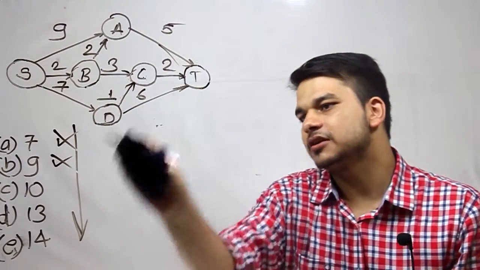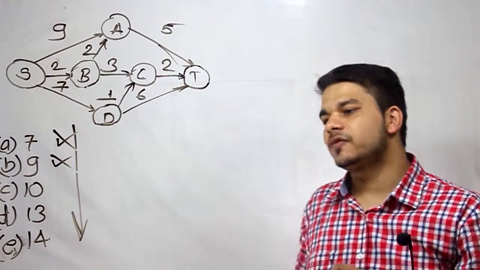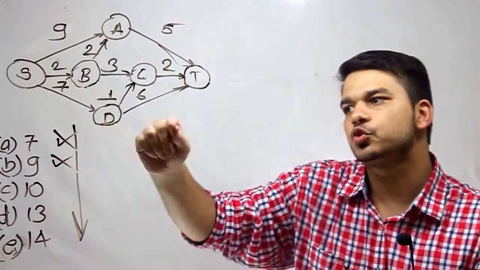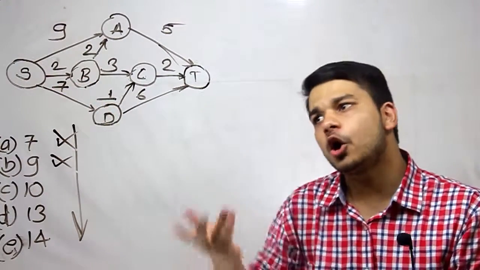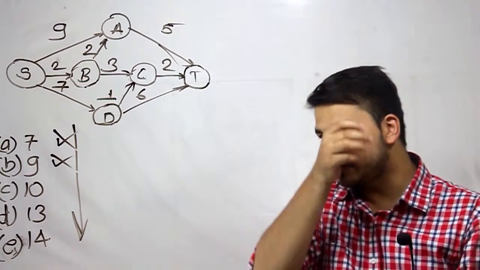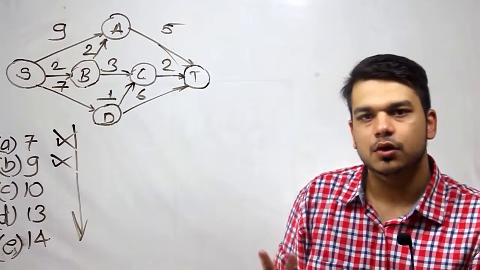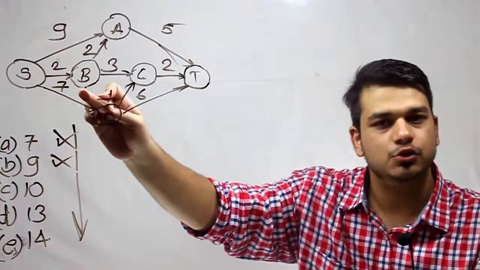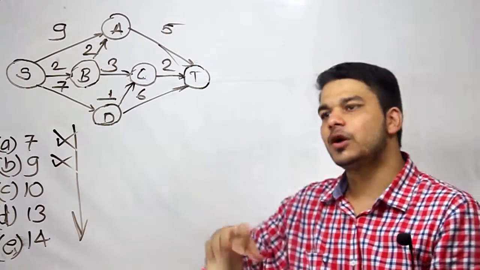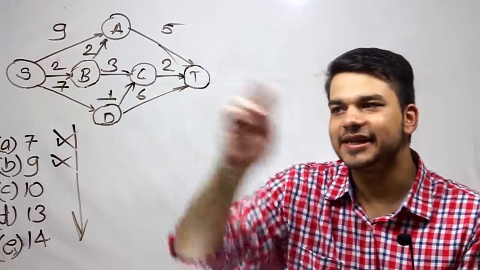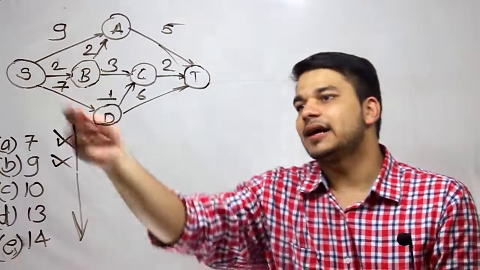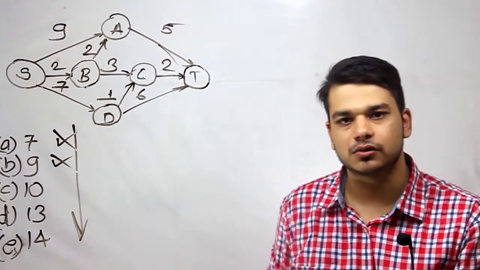Let's go to option C. Again, in case of option C, if I try to use these two routes, SBCT or SBAT, I'll have to use junction B in both. So 100% of the traffic will again pass through B. Now instead of that, what I'll do is, I'll use SBCT as one route and SDCT as the other route.